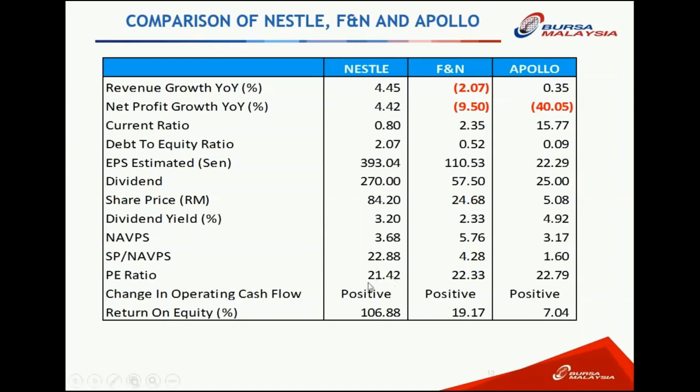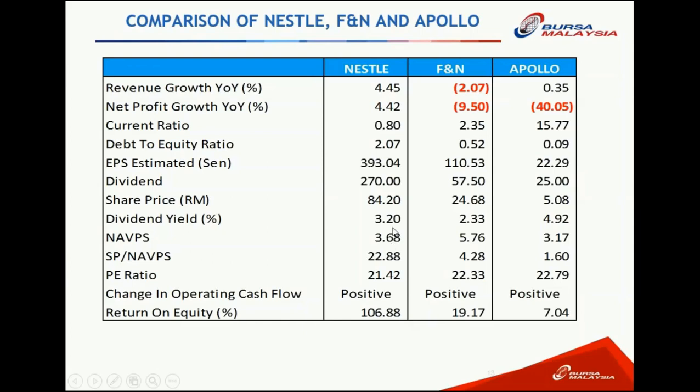Now the P/E ratio for Nestle is 21.42, F&N is 22.33, and Apollo is 22.79. Again, this shows more on the high side of valuation. Change in operating cash flow, all of them are positive. Return on equity, Nestle looks the highest at 106%. Are you sure it's F&N at 19.6%? It's too high, leh.